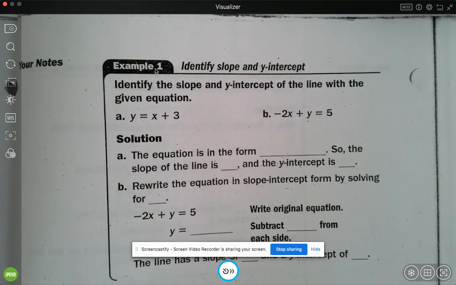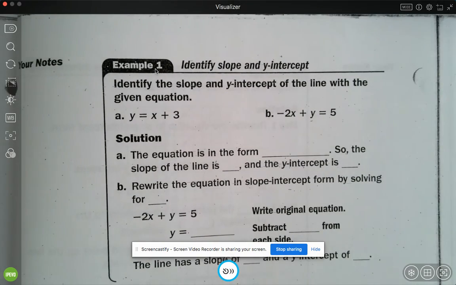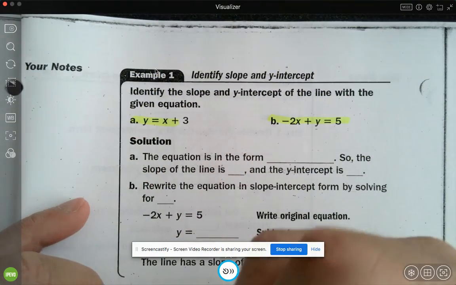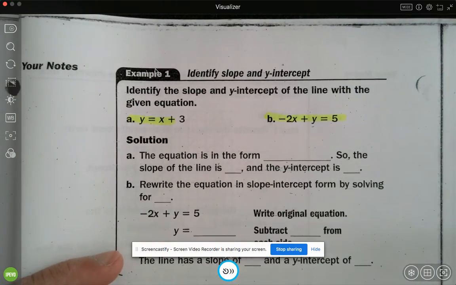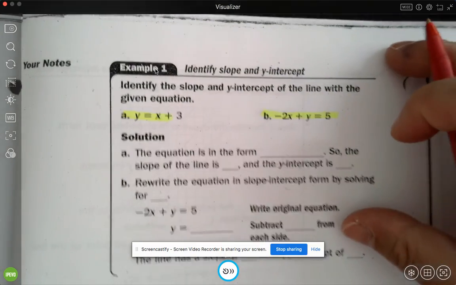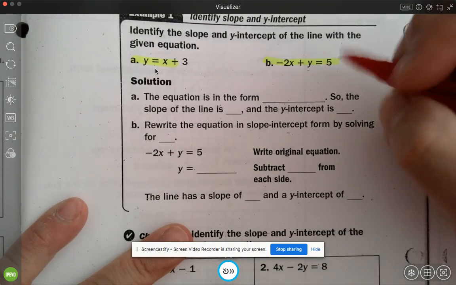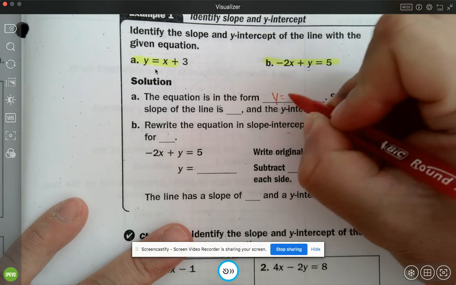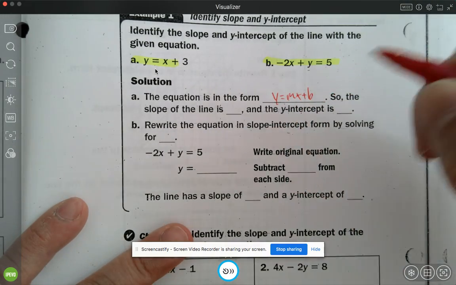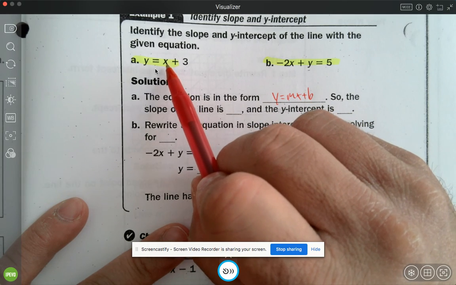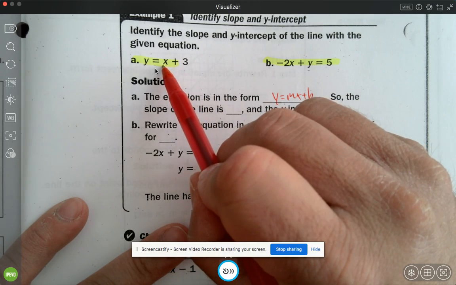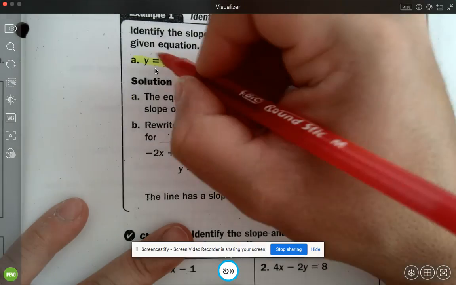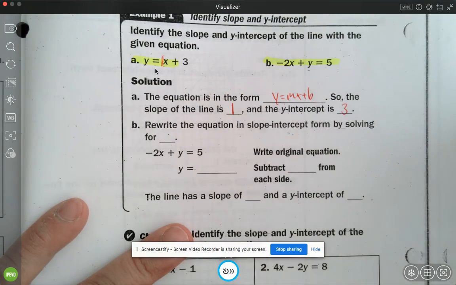Okay. So in the first example, we're just going to identify the slopes and y-intercepts. You notice here the first one's pretty easy to identify because it's already in slope-intercept form, part A. The second one's going to take a little bit of work because it's in standard form, ax + by = c. So really, we can just go right to the answer for part A. Now, the equation is in the form y = mx + b, or slope-intercept form. So the slope of the line, interesting enough, there is no number there. So what would the slope be there? 1, because there's an assumed 1. And then the y-intercept is 3.